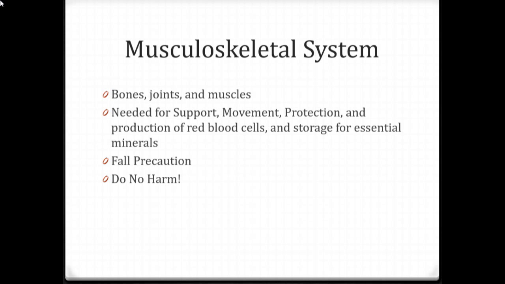Okay, the musculoskeletal system is going to consist of 3 main parts: muscles, bones, and joints. Muscles, we know what muscles are. This is a review from your anatomy class. We're not going to go back and look at all of that, so you need to be responsible for that. All of this is needed for support, movement, protection, and the production of red blood cells, and storage for essential minerals.